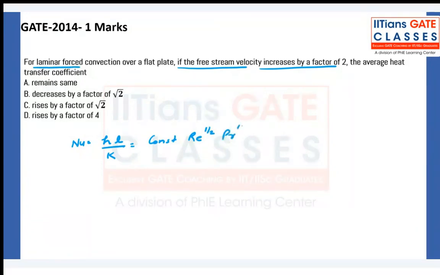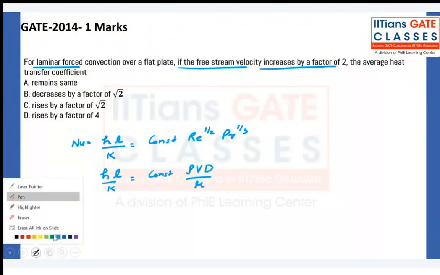Now what is Reynolds number? Can you tell me what is Reynolds number? Rho V D by mu. If I am taking D here, so let's take D here as well.